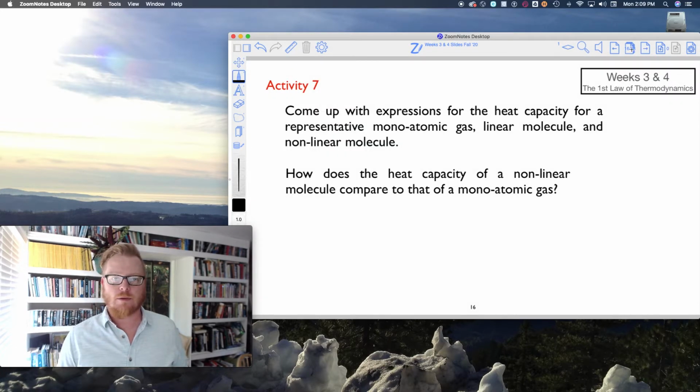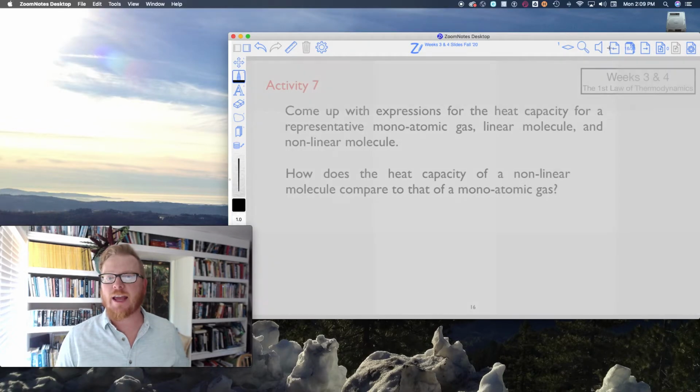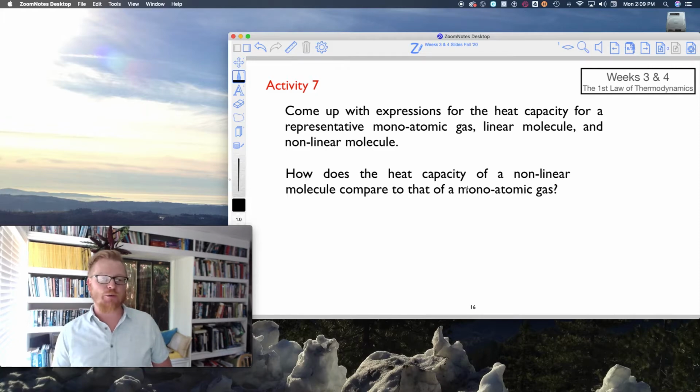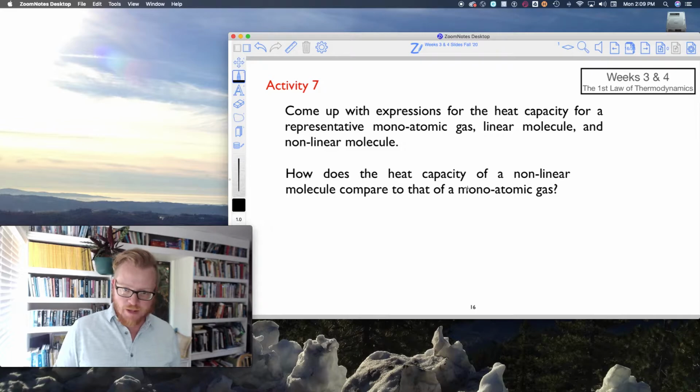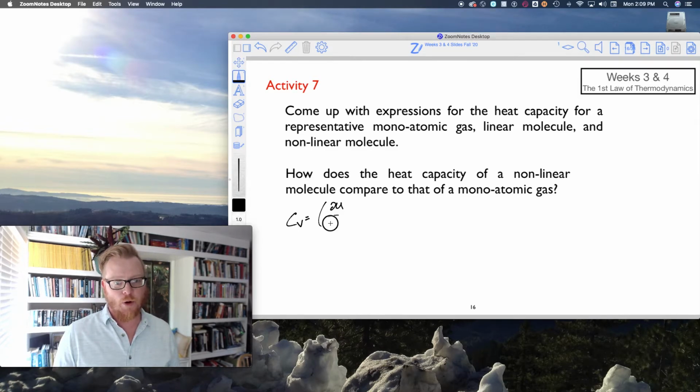So let's do another activity. Come up with expressions for the heat capacity for a representative monatomic gas, linear molecule, and nonlinear molecule. How does heat capacity of a nonlinear molecule compare to that of a monatomic gas? So it's the same activity I had you do before, but now you're coming up with heat capacity. Feel free to pause it if you need to. I'm just going to go for it, okay? And I'll remind you that CV equals the partial of U by the partial of T at constant V.